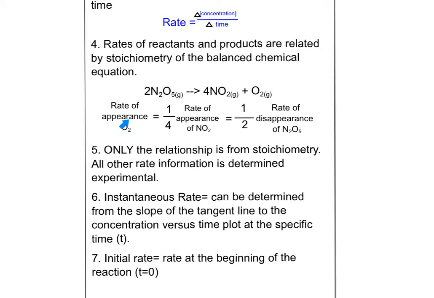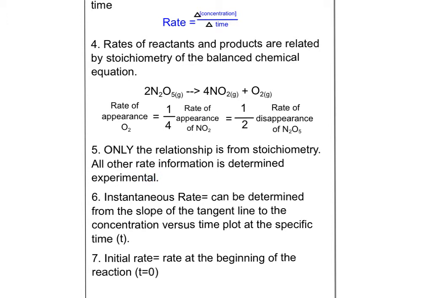So I know we saw that scary equation, but here's a balanced equation we looked at last time. The rate of appearance of O2. So O2 will appear at 1/4 of the rate that NO2 appears, because it's a 4-to-1, and it'll appear at a rate half that N2O5 disappears because it's a 2-to-1. Only the relationship from the stoichiometry is what we're looking at here.